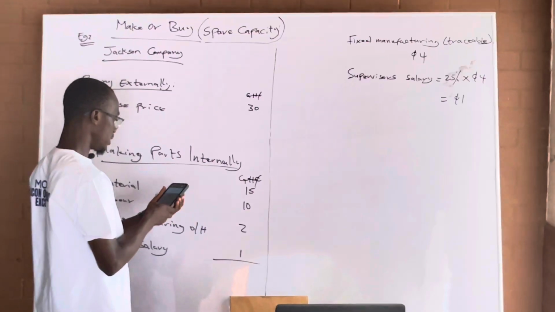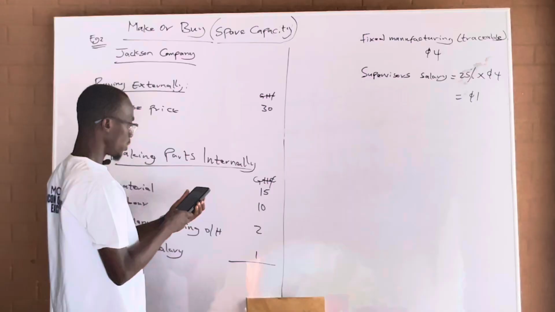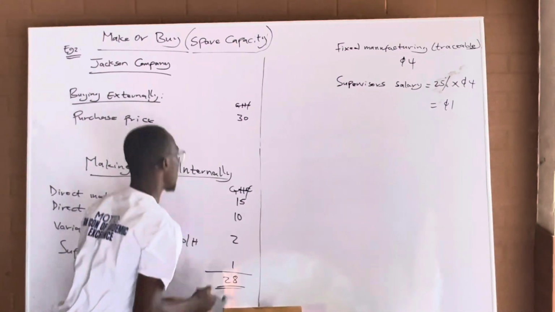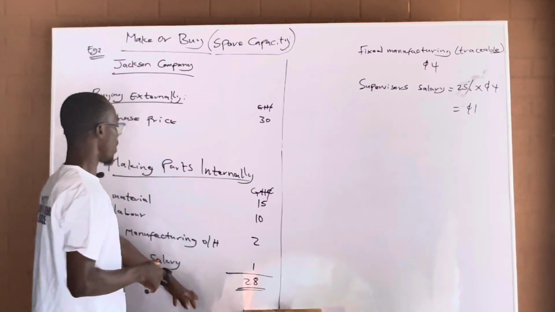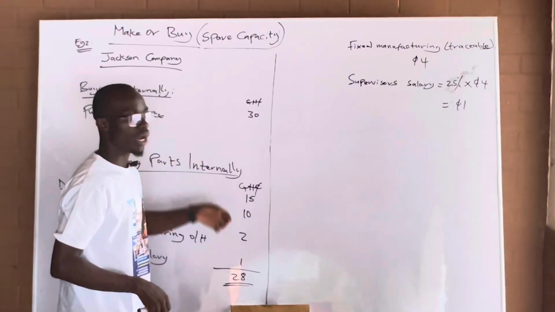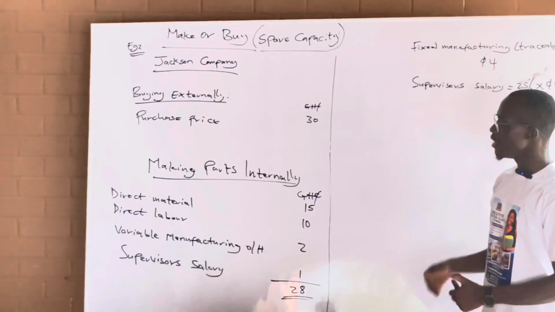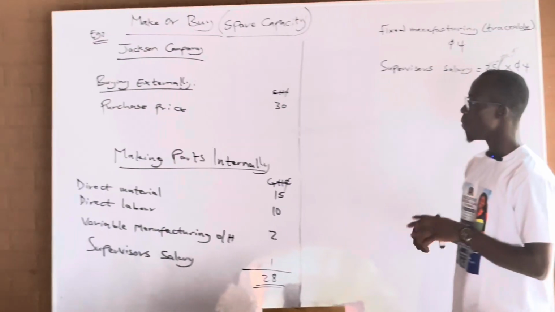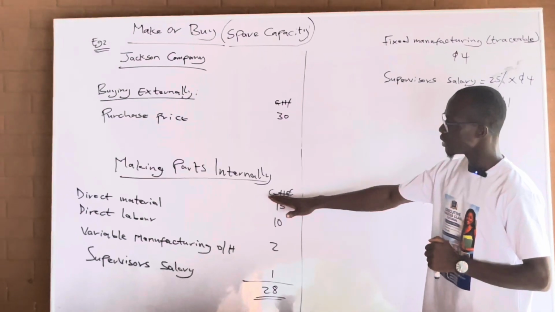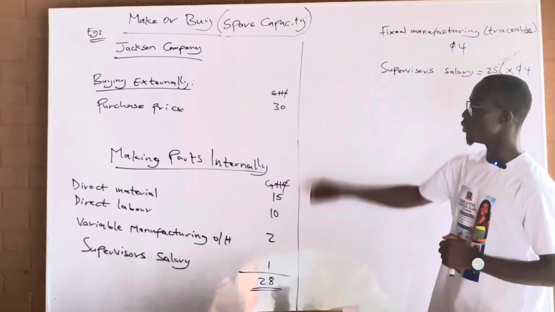So we have 15 plus 10 plus 2 plus 1. So it's giving us 28 Ghana cedis. So it means that if we manufacture the parts in-house, we are going to incur 28 Ghana cedis. And if we go and buy it out, we are also going to incur what? 30 Ghana cedis. So, ladies and gentlemen, based on the decision rule of make or buy decision, everything tells us clearly that the marginal cost of making it in-house is lesser than the buy-in price. Therefore, we need to make it in-house.